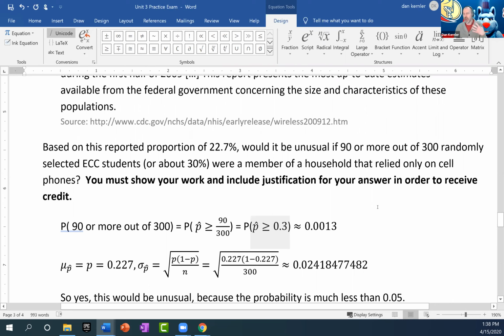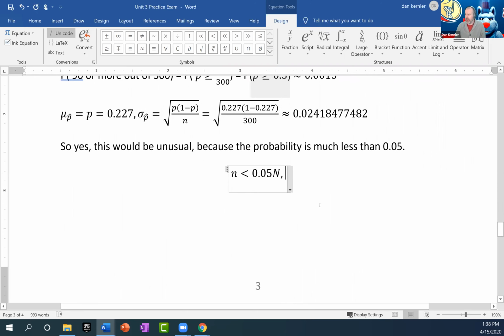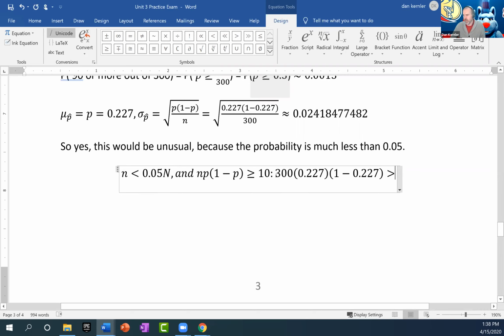There are some abstract reasons about why you don't want to have too large of a sample. But that has to be true, and that one's almost always true. And you have to have n, this is the one you're talking about, n times p times 1 minus p to be at least 10. In our case, n is 300, p is 0.227, 1 minus 0.227, and that definitely will be at least 10, right? That's pretty big for ours.